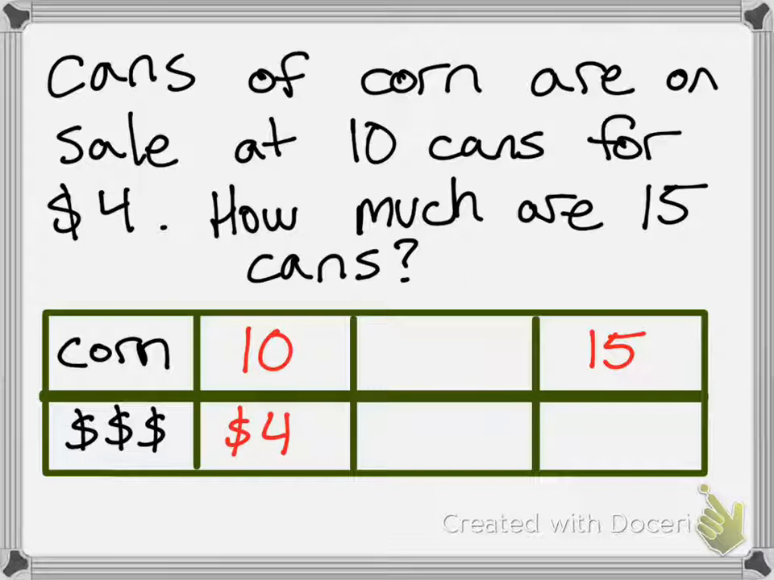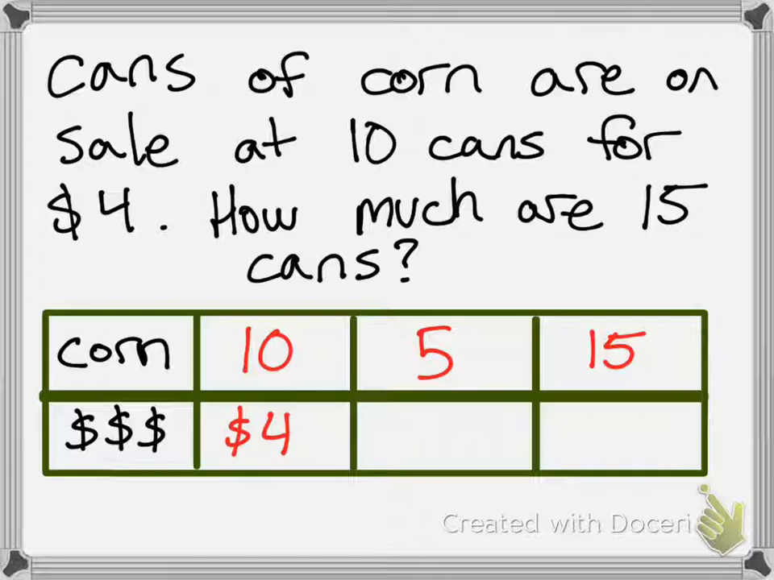Cans of corn are on sale at 10 cans for $4. How many are 15 cans? So in this case, can we multiply 10 to 15 easily? No, we can't. So let's think of a good number that both 10 and 15 have in common. Basically, what's a factor that they both have in common? What's a factor, Fernando? 5. That's awesome. So first I want you guys to go to 5, and then I want you guys to go to 15. So do this in your books.